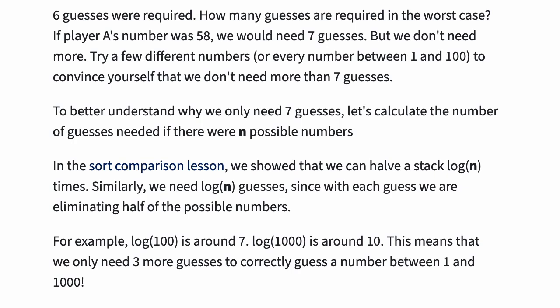In the sort comparison lesson, we showed that we can sort in n log n time. Similarly, we need log n guesses, since with each guess we are eliminating half of the possible numbers. For example, log of 100 is around 7, and log of 1000 is around 10. This means that we only need 3 more guesses to correctly guess a number between 1 and 1000.